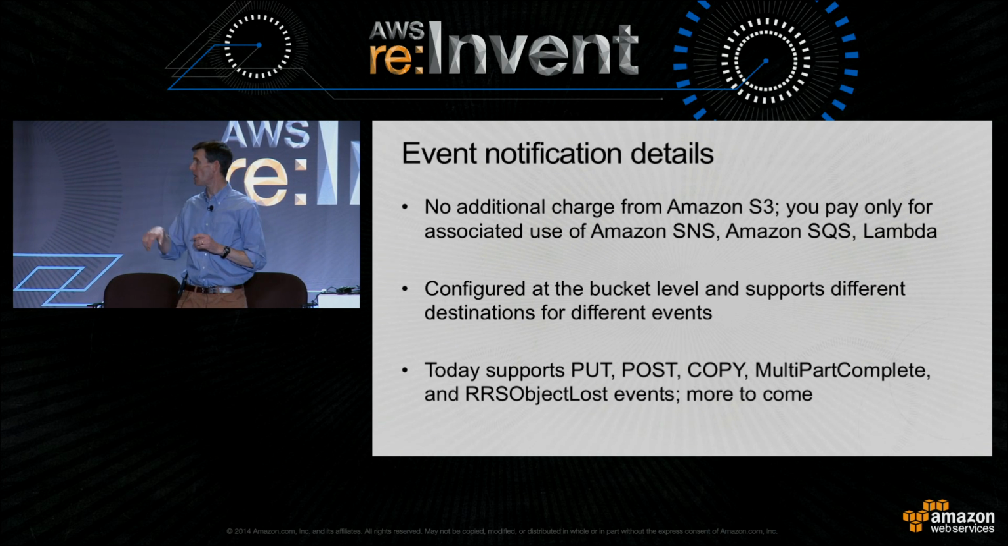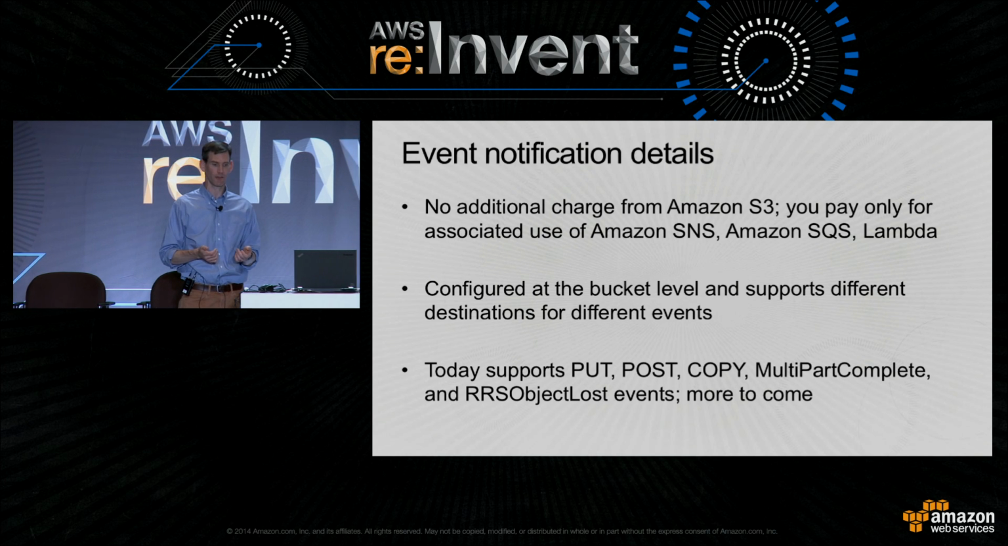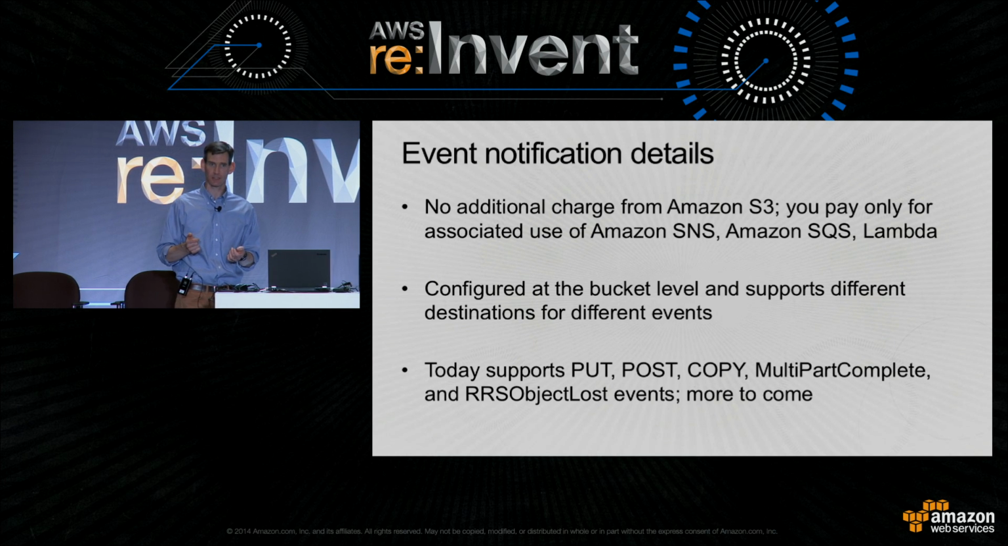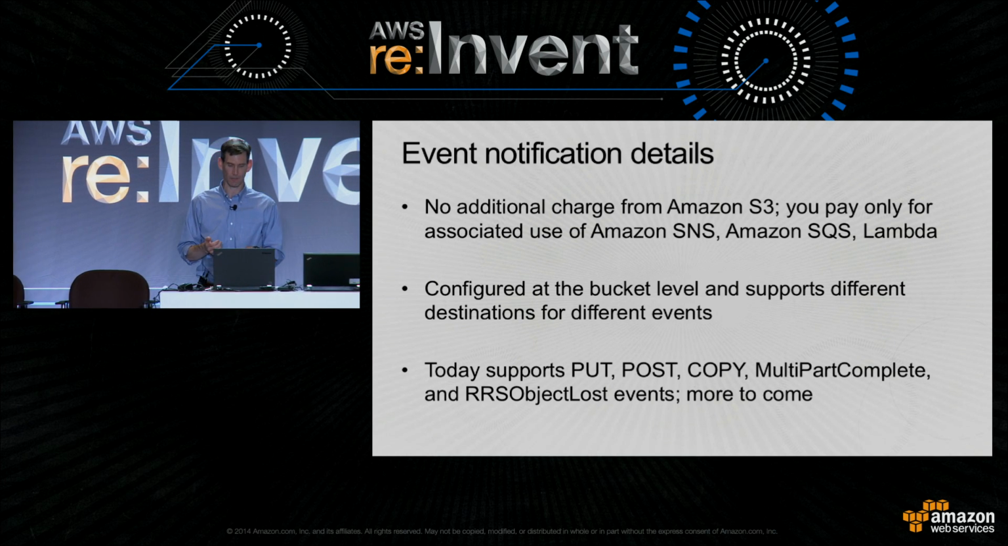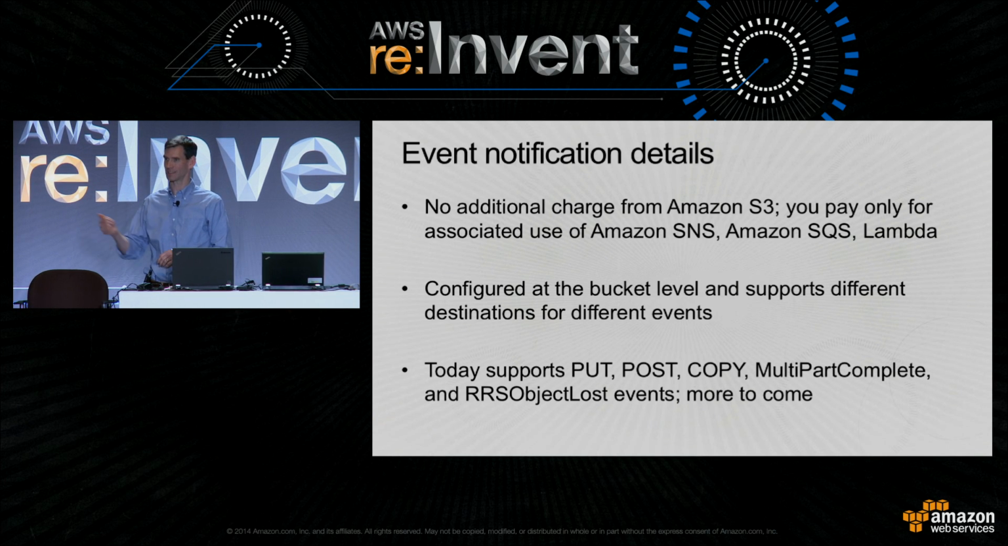And you saw the event types that we're supporting at launch. The first four, put, post, copy, multi-part complete, those are the ones that are associated with objects created. Those are probably the ones you'll use most often. RRS object lost: if Amazon or AWS or S3 detects that we've lost one of your RRS objects, this is an event that'll get fired.